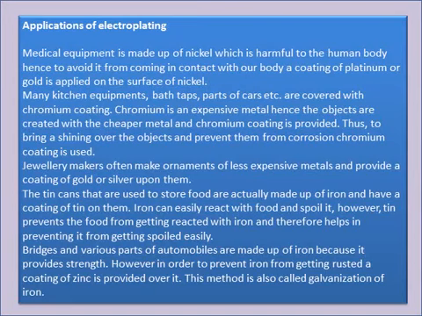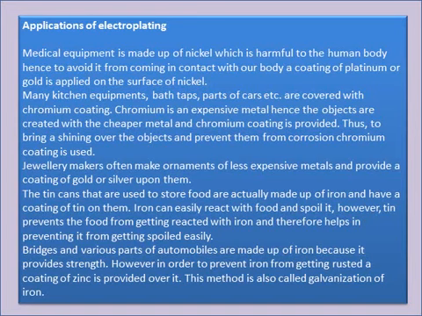Many kitchen equipments, bath taps, parts of car, etc. are covered with chromium coating. Chromium is an expensive metal, hence the objects are created with the cheaper metal and chromium coating is provided over it. Thus, to bring a shining over the objects and prevent them from corrosion, chromium coating is used.